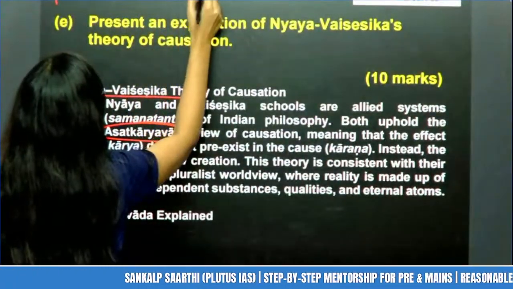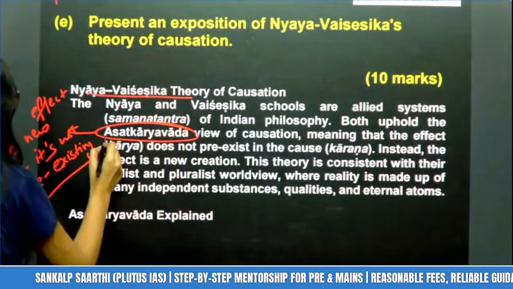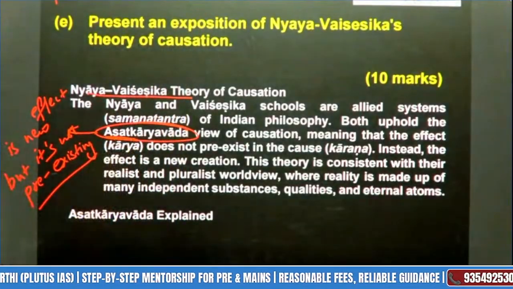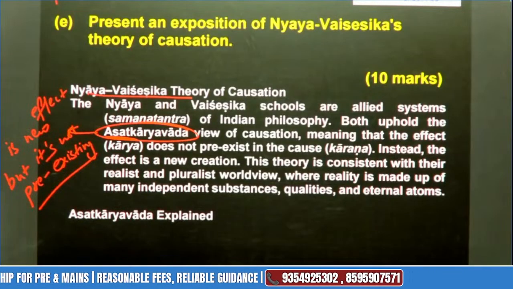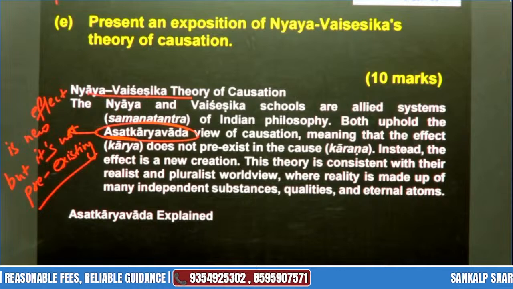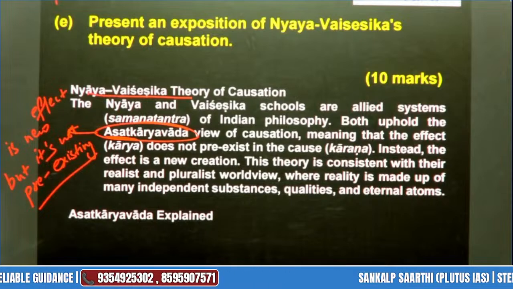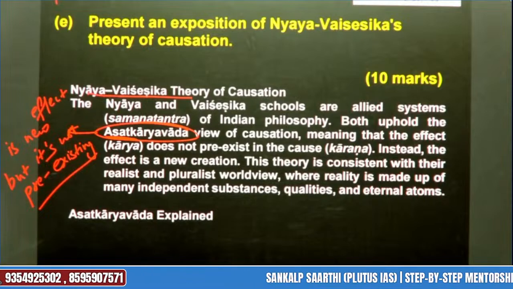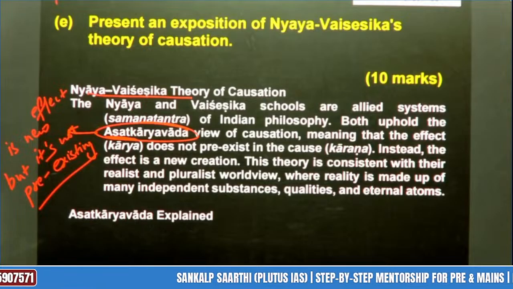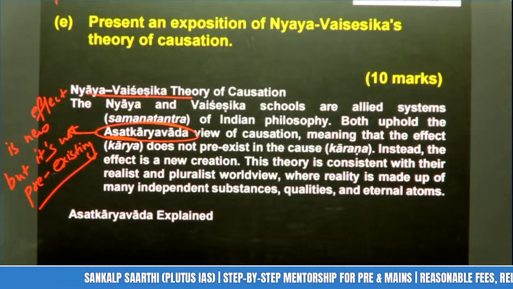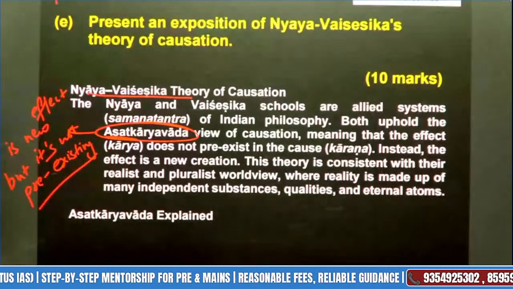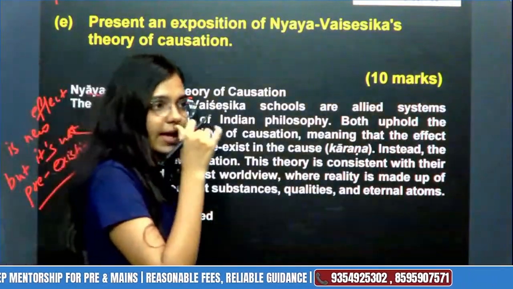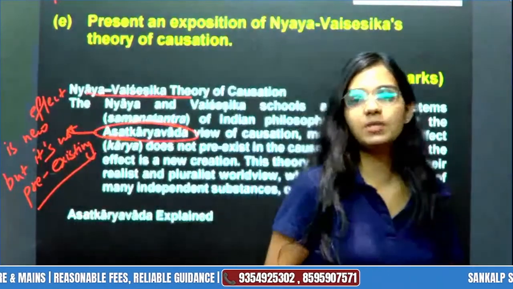Whenever Sanskrit words come, try to break them down. Asat, right? So they say that the effect does not exist in the cause before it is made. For example, before the potter makes a pot, there is only clay. The pot does not already exist inside the clay. It comes into being newly when the potter shapes the clay. Understood? What is Asatkaryavada? So the effect is not existing before. It comes into existence later on.